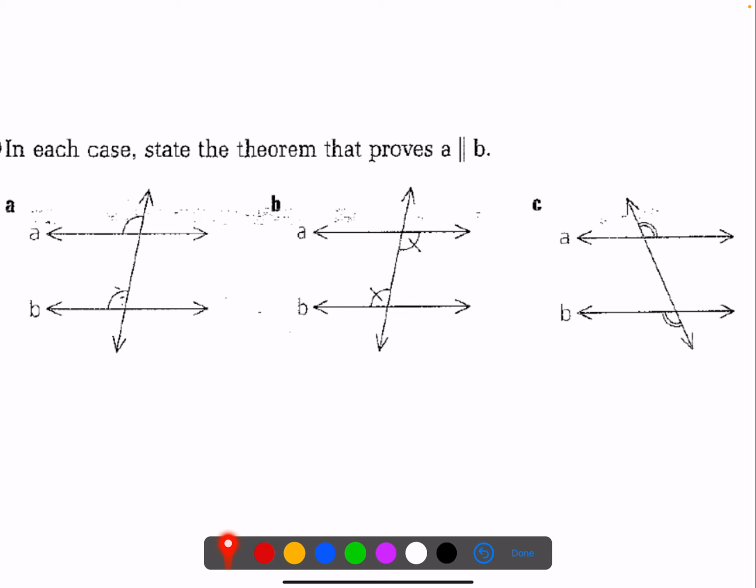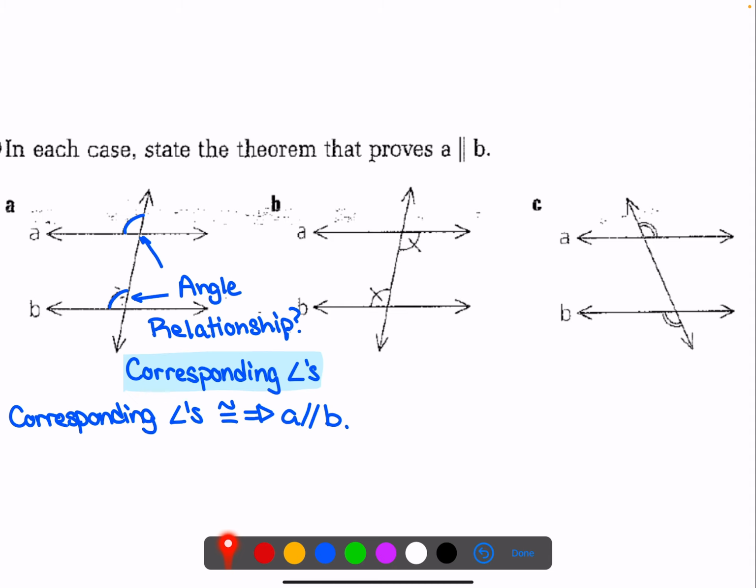All right, so let's go ahead and practice this a little bit. In each case, state the theorem that proves line A is parallel to line B. First off, we need to focus on these angle relationships. So what is the angle relationship between these two angles? Well, they're corresponding angles. And if corresponding angles are congruent, that implies that line A will be parallel to line B.